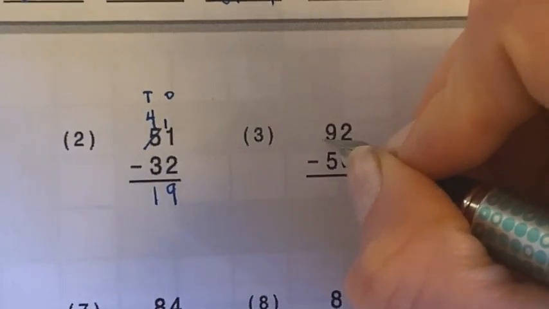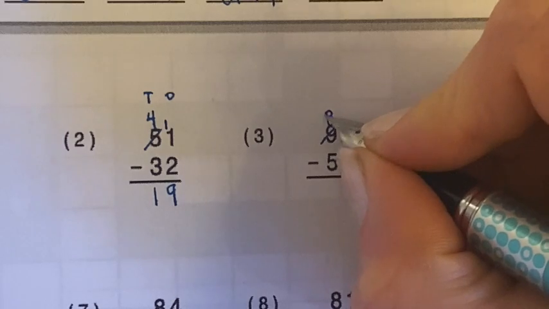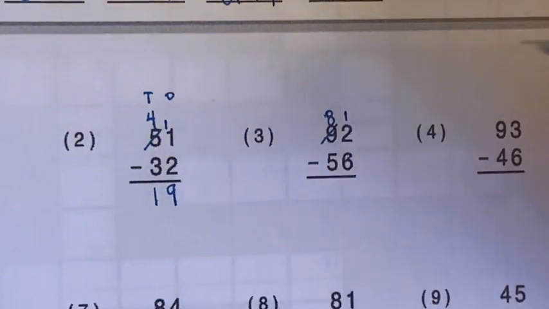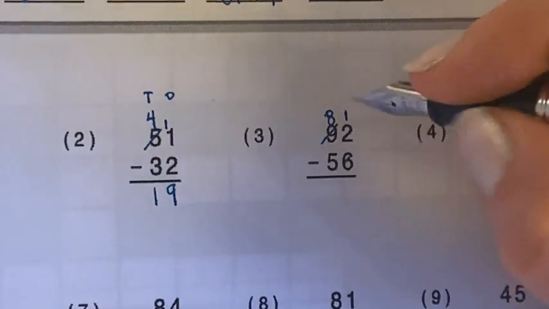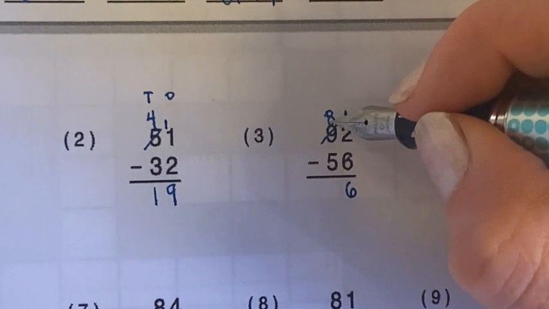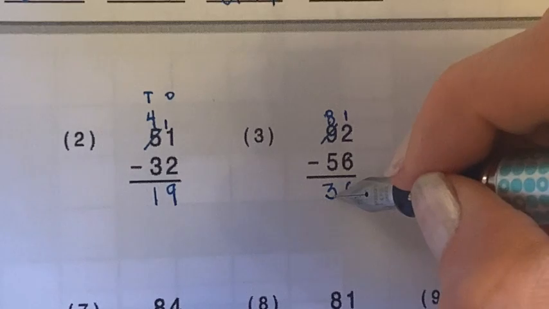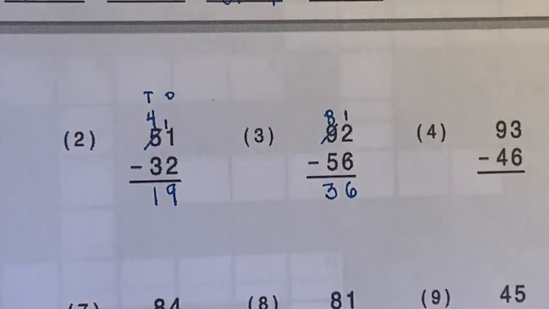So I go to the 10s. I take one of my 10s, just one, so now I have 8 10s, and I bring it over to the 1s column. Now I have 12 1s. Okay, so 12 subtract 6 is 6. I can do that. 8 subtract 5 is 3. So I have 3 10s and 6 1s, 36 all together.